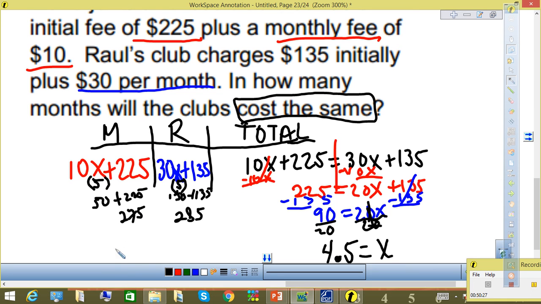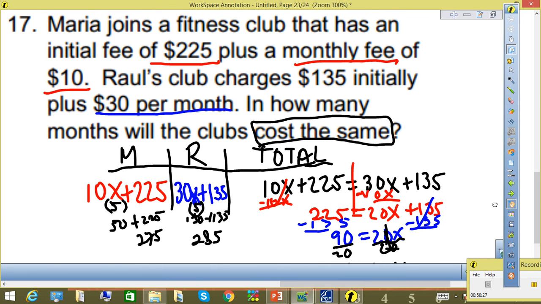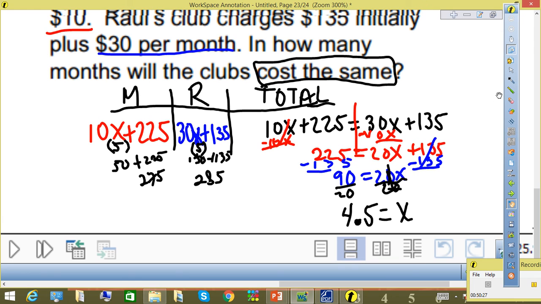So what do you guys say? Exactly. They will never cost the same. Does that make sense? Yeah, because we cannot pay halfways or whatever the case. Okay, they charge by the month. So be careful with those. Okay? That was number 17. Let's go to number 18.